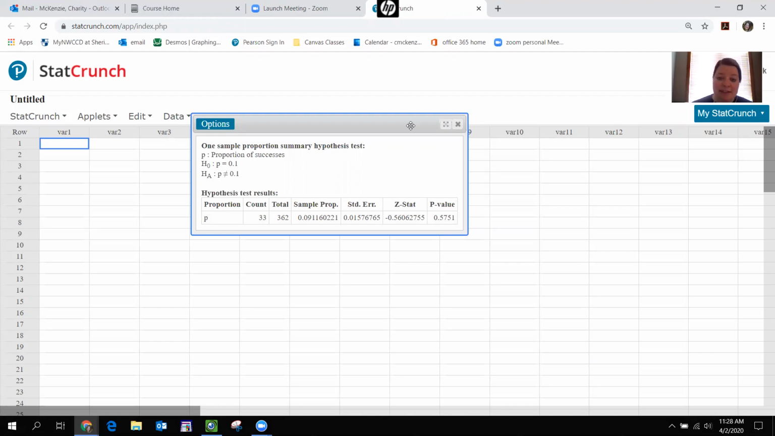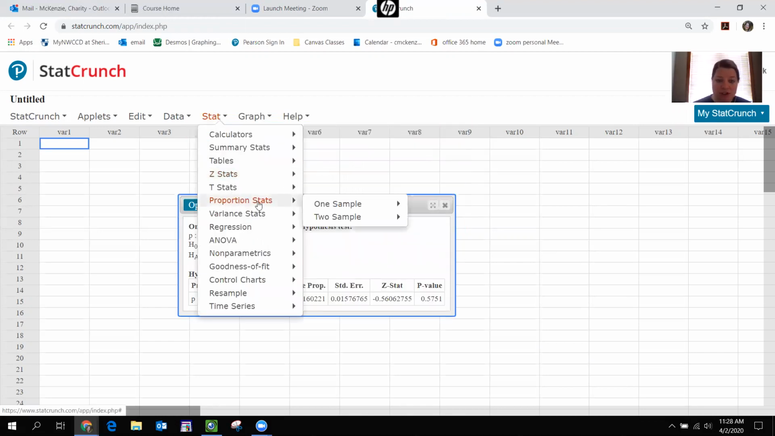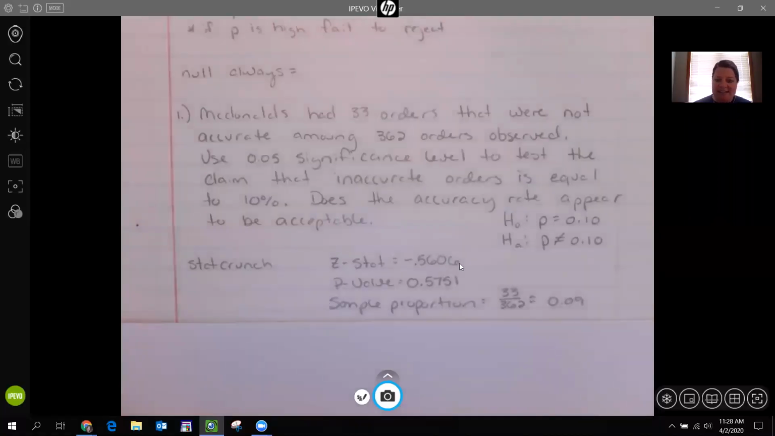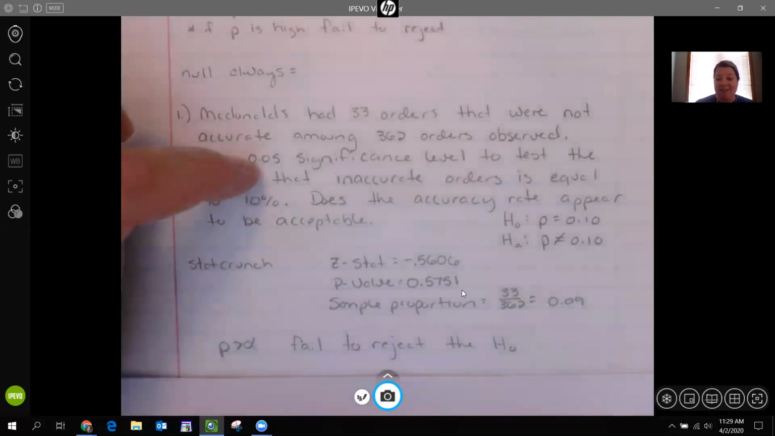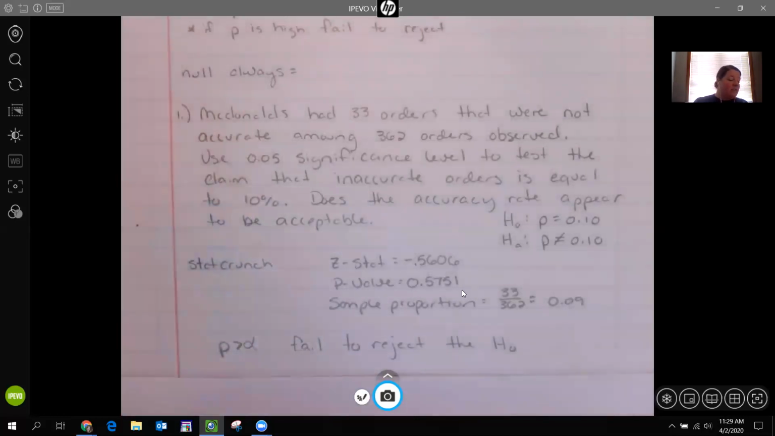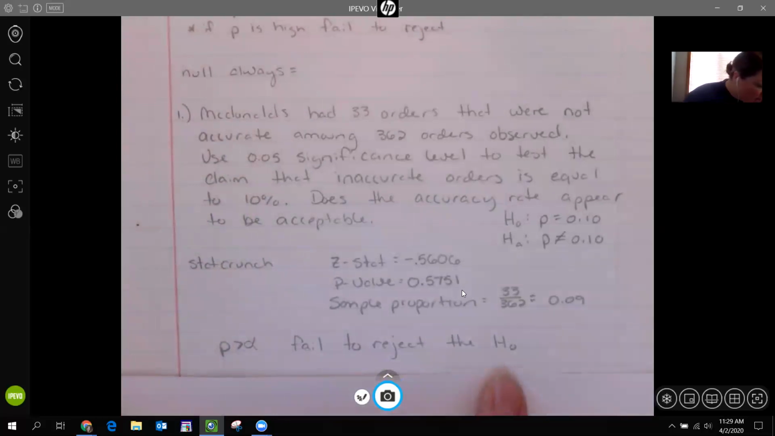Okay, so again, this was a proportion. So I did Stat, Proportion, One sample, because we just have one sample with summary. So that gave us this Z statistic here, and that gave us this P value here. So that P I can already look at, it's like 57%. It's super high. So clearly, if it's high, we're going to fail to reject, right? Because our P value is definitely bigger than the 0.05 given as our significance level. So we fail to reject the null hypothesis.